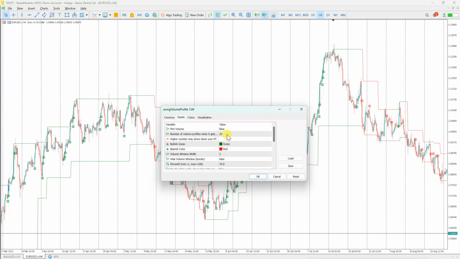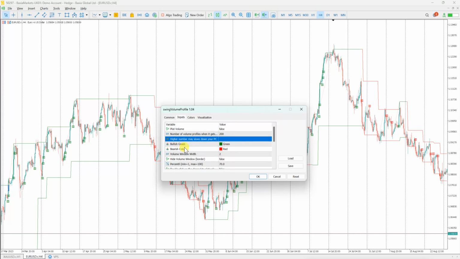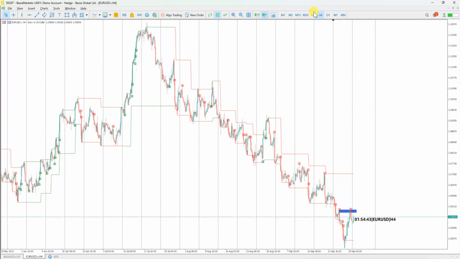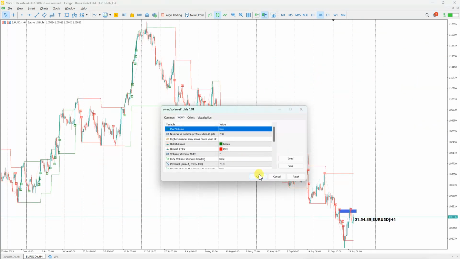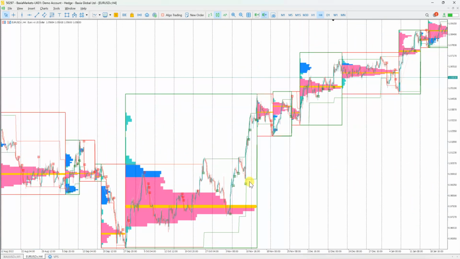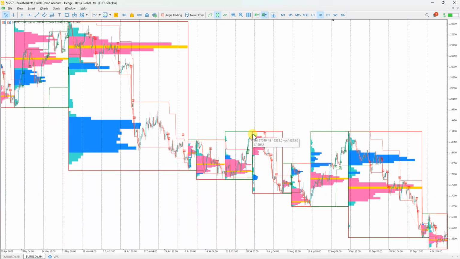Also, you can plot, let's say 200 of this, and you have to know that the higher number may slow down your PC. So let's try reduce this to 50, the volume resolution. Okay, wait, I forgot to plot the volume. Set to true. There, now we have 200 volume profile.